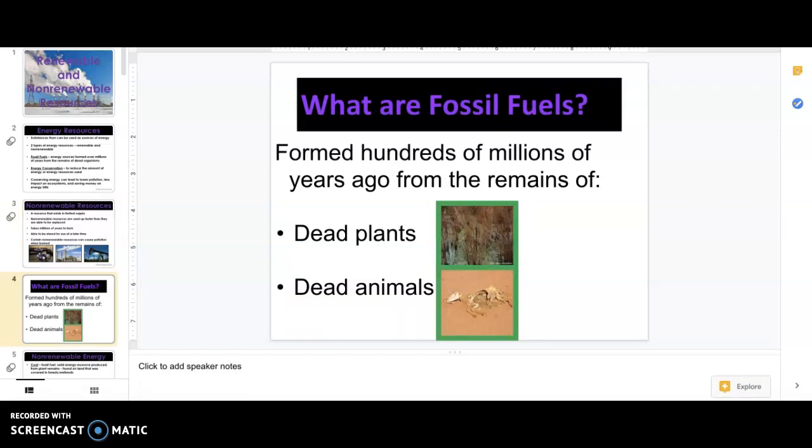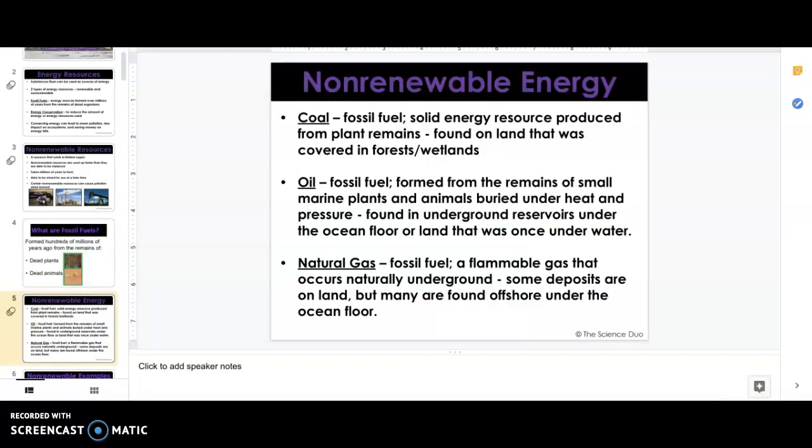Keep in mind, fossil fuels are mainly made of dead plants and dead animals, and the remains are what form the oil, the fossil fuels. Coal is a solid fossil fuel. It's mainly found on lands that were once covered in forest or wetlands. It's produced from plant remains.